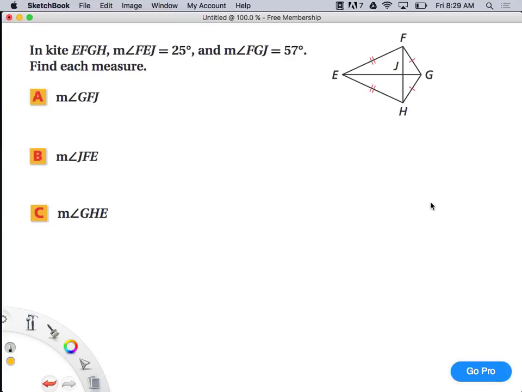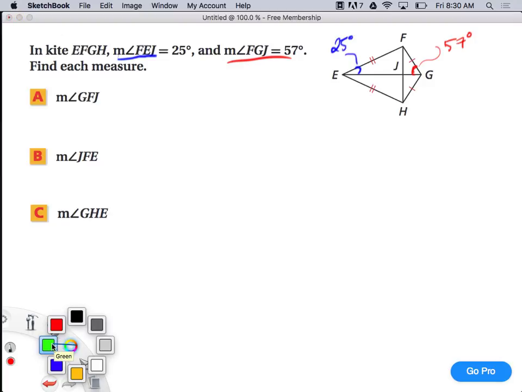I know most of you guys probably aren't done, but I just want to move forward. So let's take a look. The measure of angle FEJ is 25 degrees. I was just telling Andrea, a really good place to start here is to mark it on the diagram so it's visual. Nice. Good job. FGJ, that's this one here, is 57 degrees. Now it's a little bit more visual. Now it says find each measure.